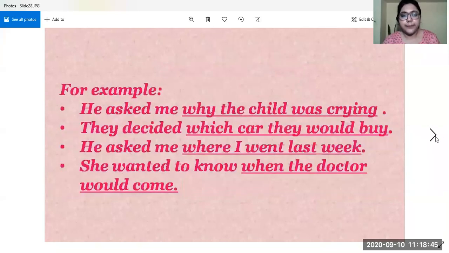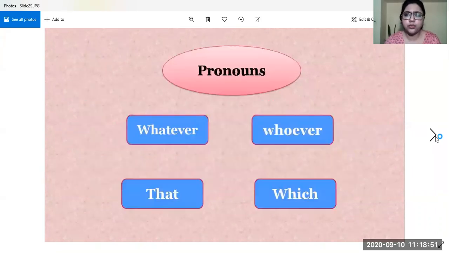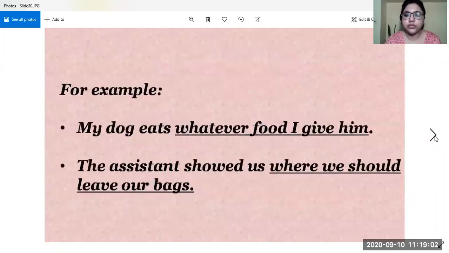You can see the example. He asked me why the child was crying. Or it will have these pronouns. Exclusively, we need not learn the pronouns. These can be studied under subordinate conjunctions also. So these are the examples. My dog eats whatever food I give him. The assistant showed us where we should leave our bags. So these are the things.